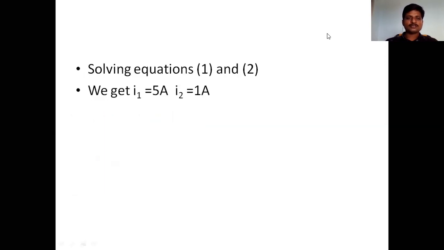Next, after solving equations 1 and 2, we will get the answer. Mesh current I1 is 5 amperes and mesh current I2 is 1 ampere.